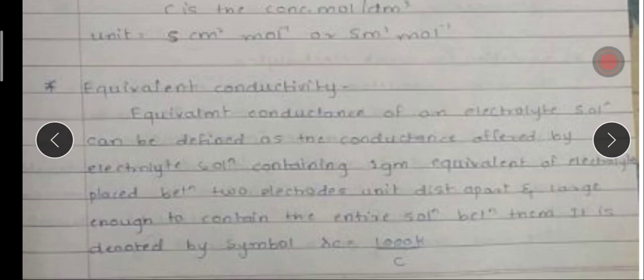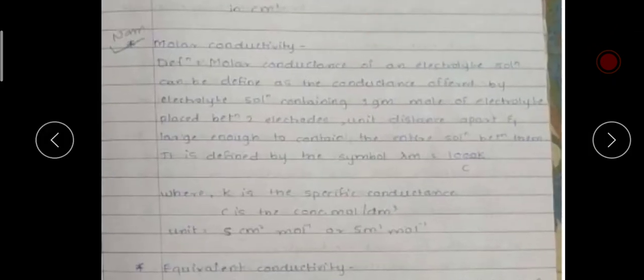Same 1000 K divided by C, where again K is the specific conductance and C is the concentration in gram equivalent per dm cube. The unit will be Siemens centimeter square per gram equivalent. I think you got these two terms, which are very important: what is the molar conductance or molar conductivity, and what is the equivalent conductance or equivalent conductivity. What is the difference between these two definitions?